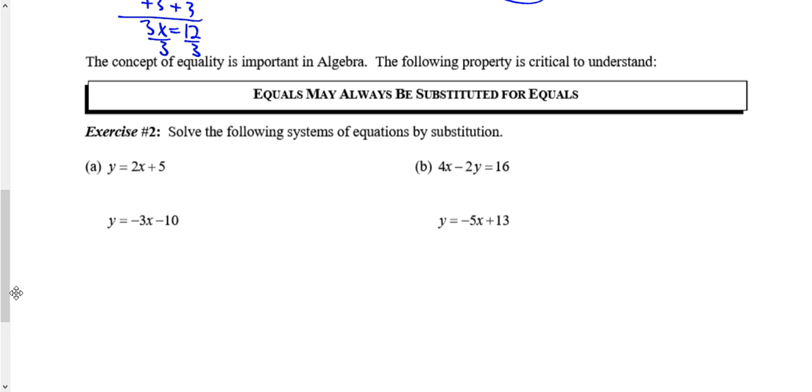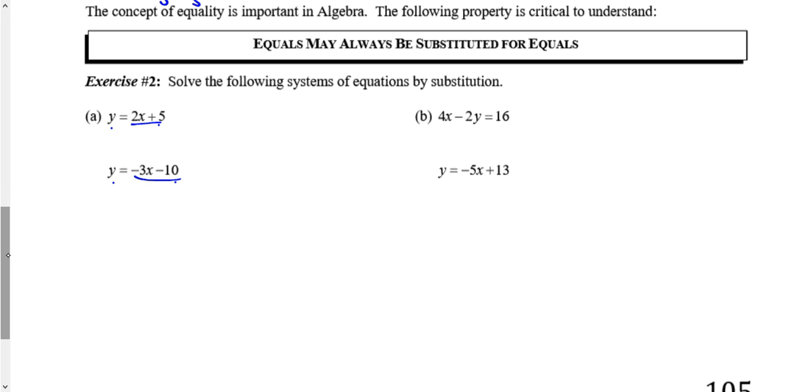So y equals 2x plus 5, and the other equation is y equals negative 3x minus 10. I got a question for you. If this thing equals y, and that thing also equals y, what can you tell me about these two things? They equal each other. So could we just put an equal sign between them? That makes sense. So let's do 2x plus 5 equals negative 3x minus 10. Do you understand why I'm doing that? Because they both equal y according to what they gave us.